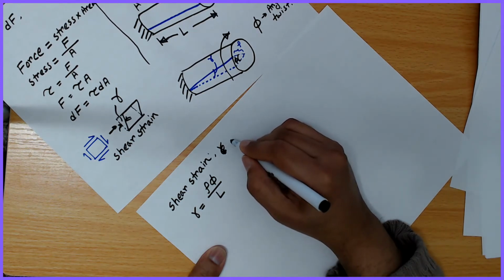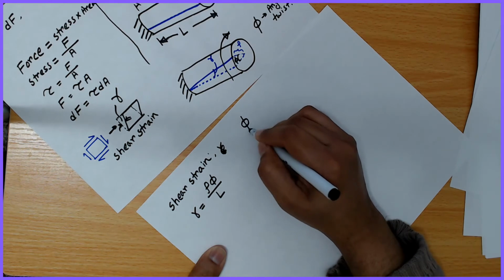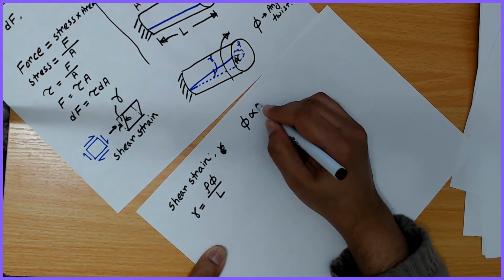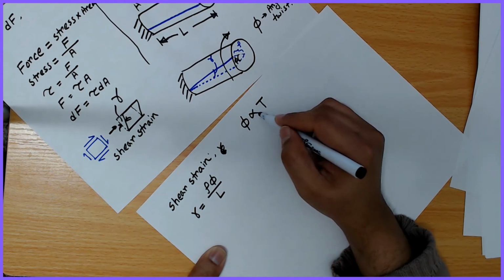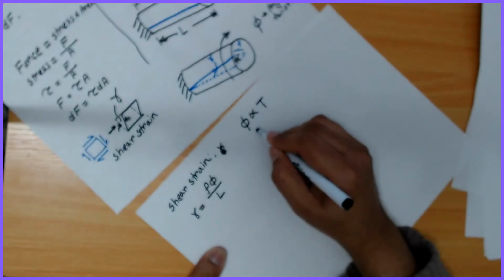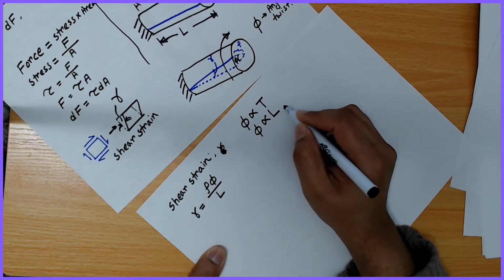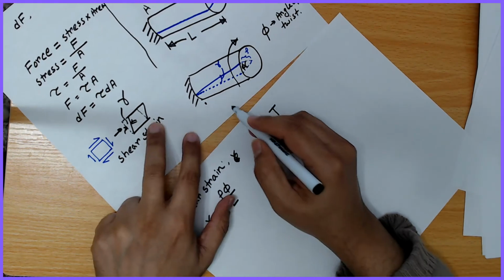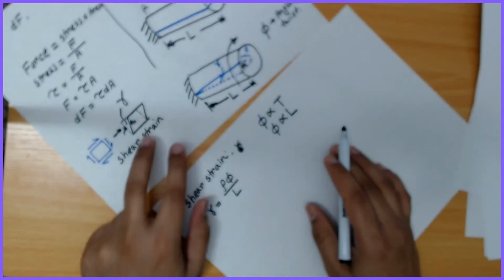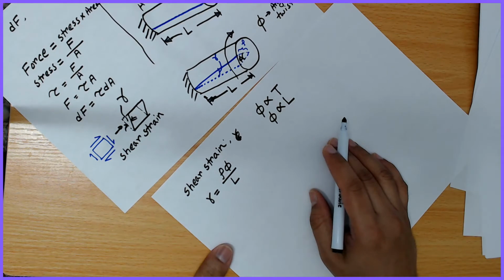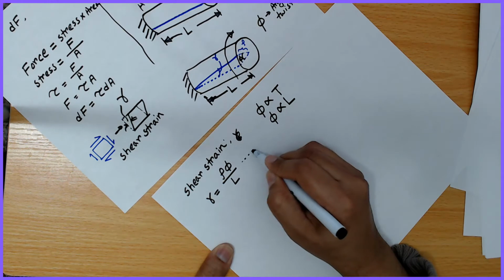Now there's one piece of information I want to give here. The angle of twist phi is proportional to torque. That means if your torque is more, this angle of twist is more, and this is also proportional to the length of the shaft. Okay. So this is my equation 2.